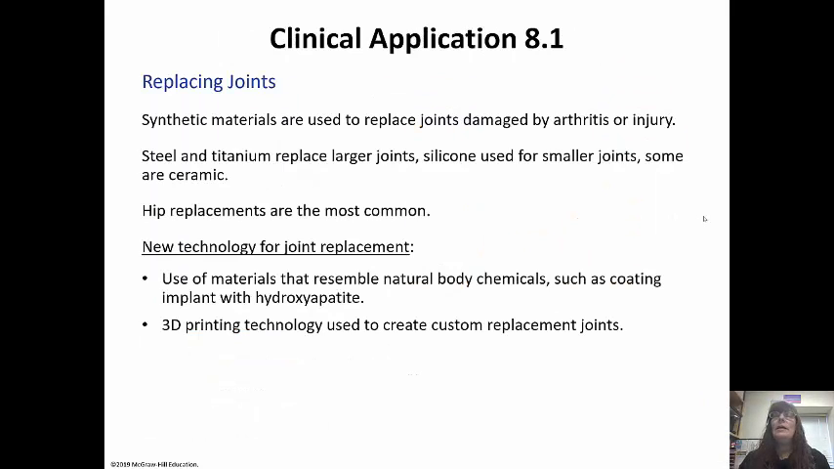Our joints tend to wear out as we get older, and they can be damaged by either injury or arthritis. We can replace some of the joints, like use steel and titanium to replace the larger joints, silicone for the smaller joints, and some even are ceramic. Hip replacements are the most common, and as I said, as we get older, our joints just tend to wear out from use.